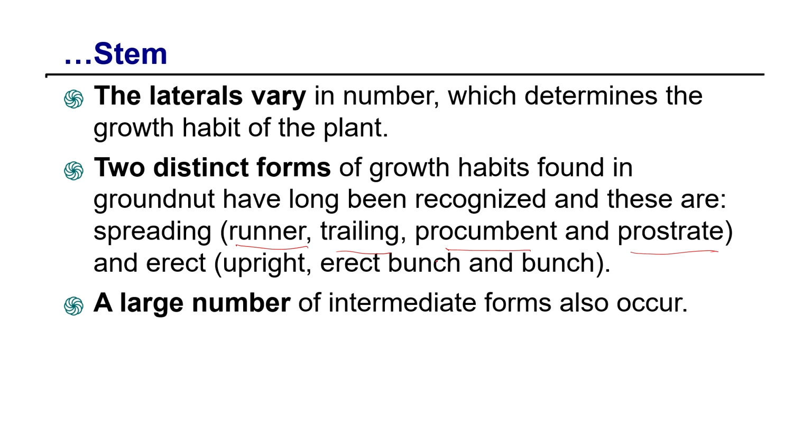These are four spreading kind of nature, and then erect. So, erect may be upright, erect bunch and bunch. There may be further three categories in the erect, that is upright, erect bunch and bunchy type. A large number of intermediate forms also occur.